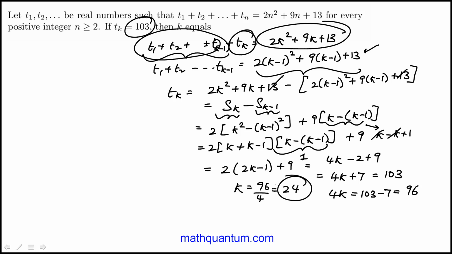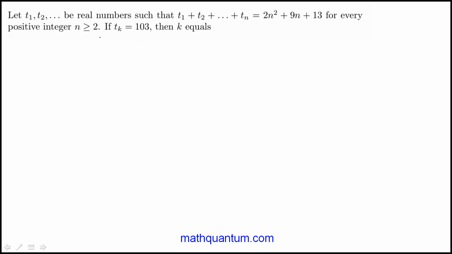And that's the answer. Now, there is a problem with this question. In the next minute, I'll just explain what I don't like about this question and why it's not written properly. So what you'll find is that if our kth term is 4k plus 7, that means the common difference is 4.